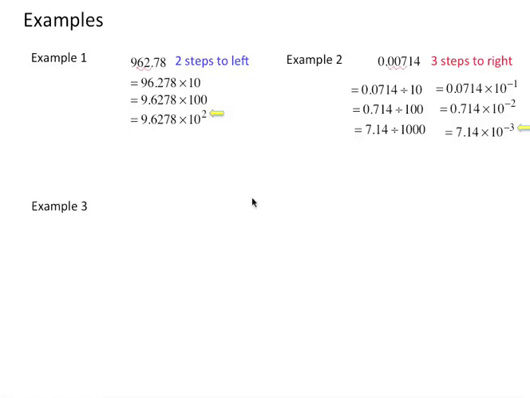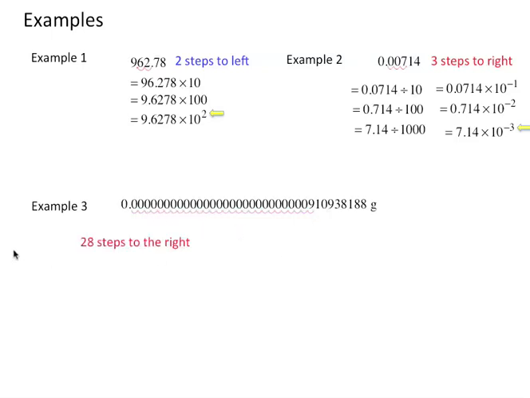Okay, let's look at example 3. So here's our really tiny number. It's got a whole bunch of zeros, and then 910938. I want the decimal point between the 9 and the 1, the first non-zero digit. Okay, so I'm going to count how many steps there are. There's 1, 2, 3, 4, 5, 6, 7, 28. Okay, so it's 28 steps to the right.